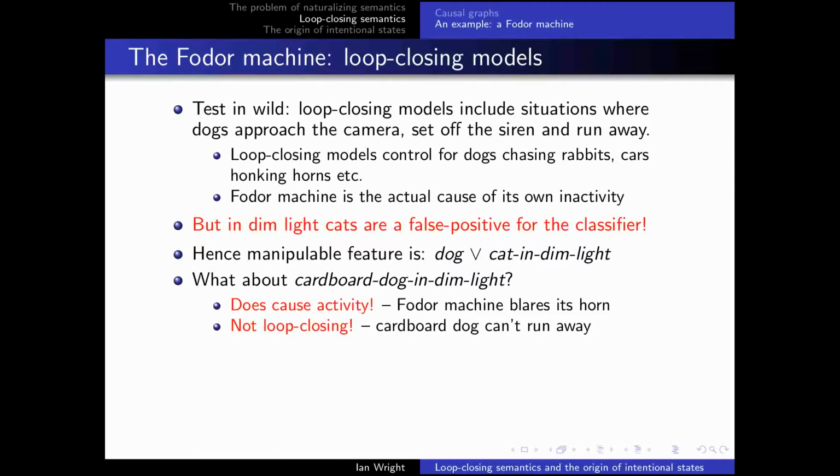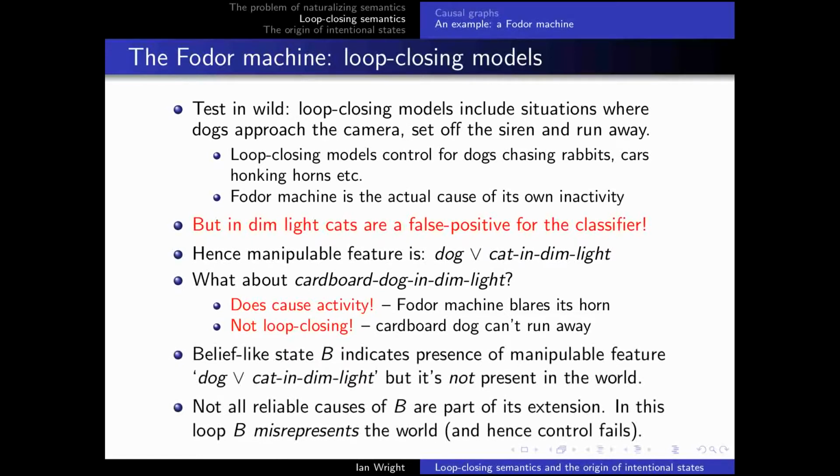Let's assume for a moment that the Fodor machine states in fact refer, in the semantic sense, to its manipulable feature. Hence, in the presence of cardboard dog, the machine's belief-like state indicates the presence of dog or cat in dim light. But, and here's the punchline, no such thing is present in its world. Hence, not all reliable causes of the belief-like state are part of its extension. The belief misrepresents the world, and control fails. We could say that, in these circumstances, the Fodor machine has a false belief.